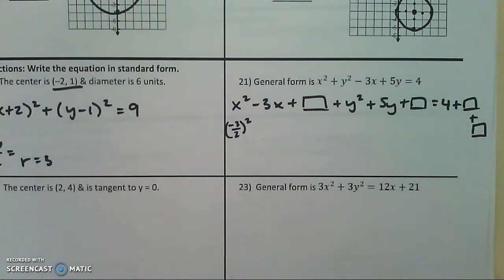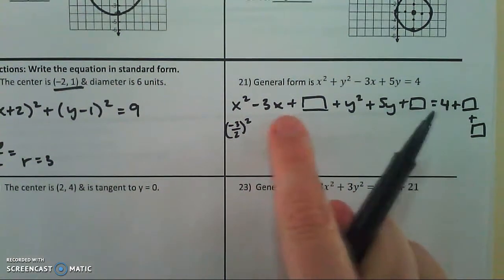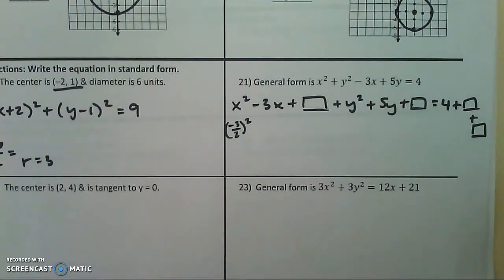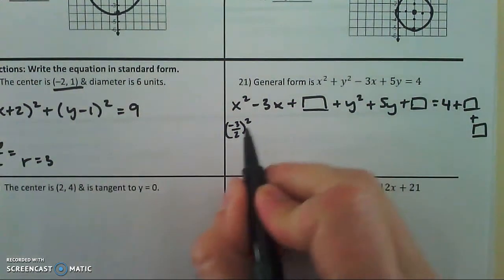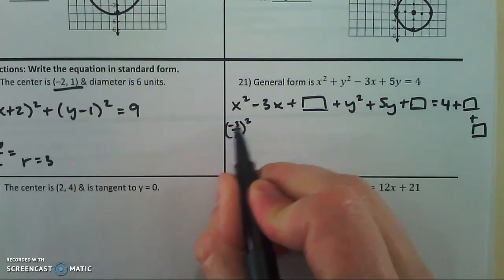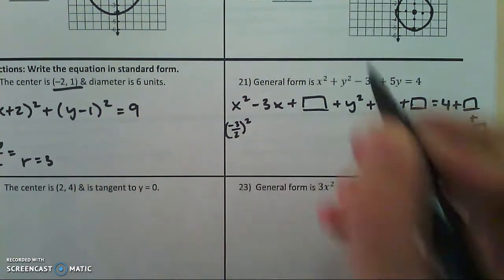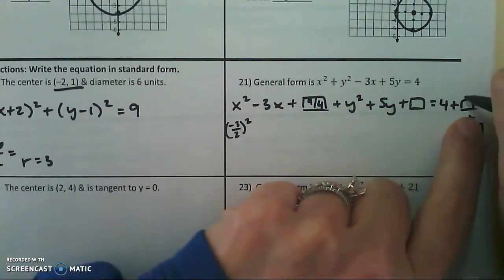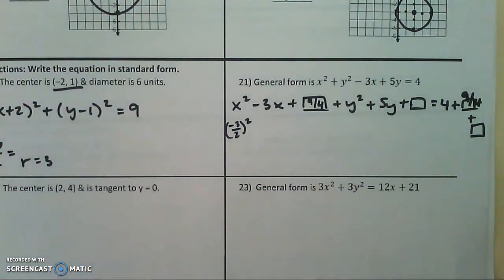You could leave these as fractions or put them as decimals if you like. I might just leave mine as a fraction over on my right side, and then when I get to my final answer, I'll convert into a decimal. But when you square fractions, you're going to square the numerator. So negative 3 squared is 9, 2 squared is 4, so this is going to become 9 over 4, and you're going to add 9/4 over to both sides.